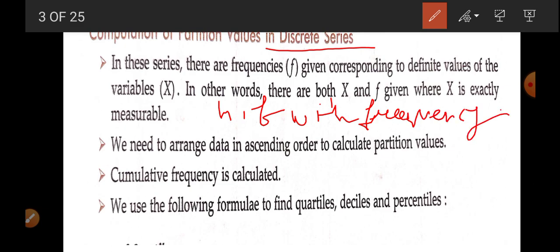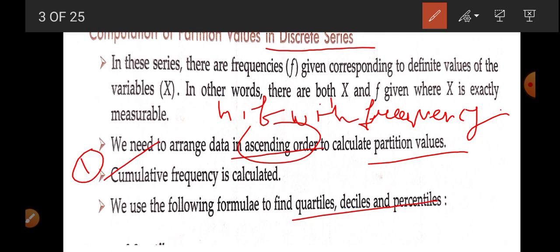Okay students, now we need to arrange the data in ascending order to calculate partitional value. Only we have to arrange in ascending order. The second thing that we do is that cumulative frequency is calculated. This is the first thing, and then we use the following equations for calculation.